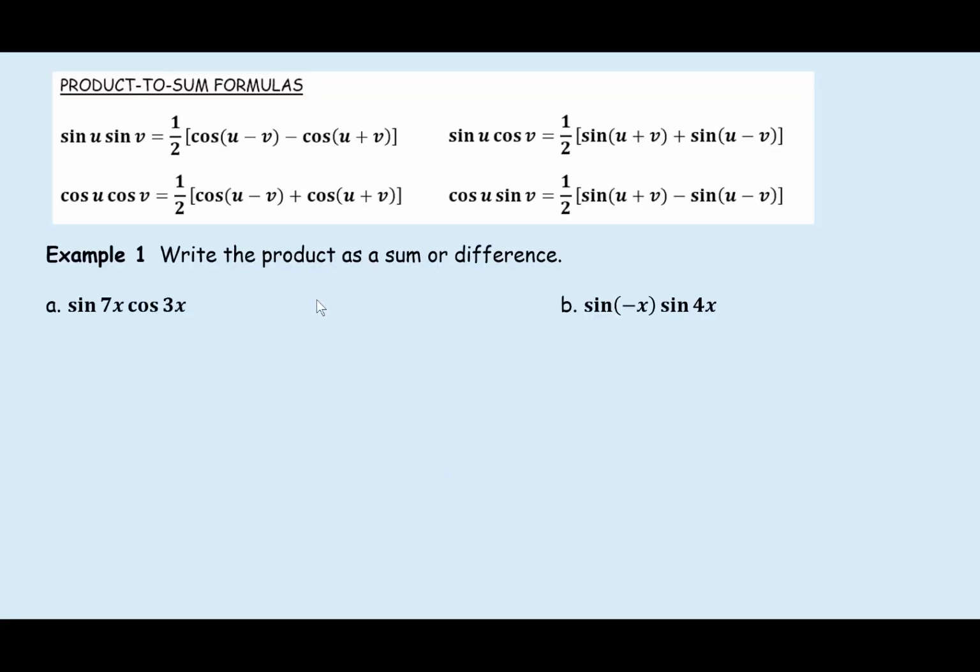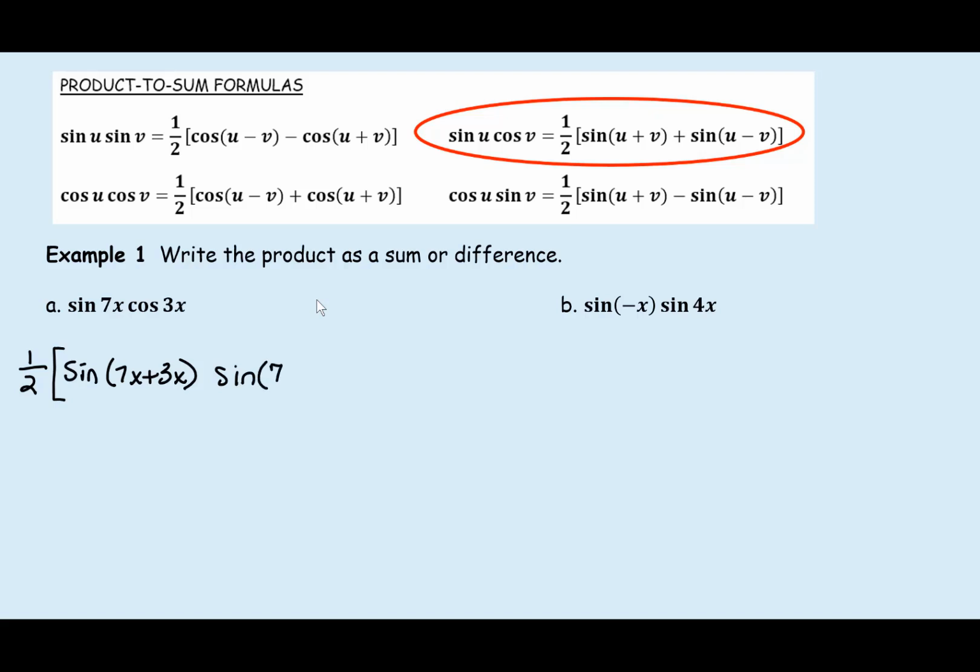So write the product as a sum or difference. So we've got sine 7x times cosine 3x, so we're going to use that sine u cosine v formula up there at the top. And we'll just plug those in for u and v. So we'll have 1/2 times (sine of 7x plus 3x and sine of 7x minus 3x). So that's just 1/2 sine 10x plus 1/2 sine 4x.